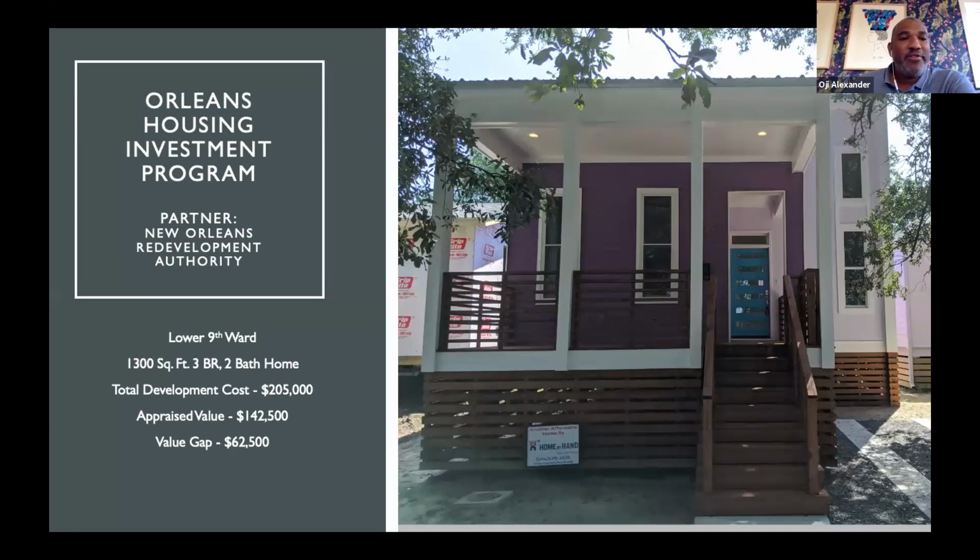We actually do have a real-world example of a project in the lower Ninth Ward. This is more along the lines of what reality looks like for us as far as appraisal gaps. Again, this is another project that we partnered on with the New Orleans Redevelopment Authority. The same 1,300 square foot, 3-bedroom, 2-bath home. Development costs were about $205,000. This house appraised and sold for $142,500. So you can see a very significant value gap. The New Orleans Redevelopment Authority was able to step in and fill that gap.